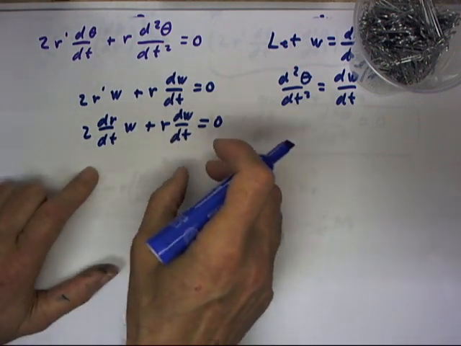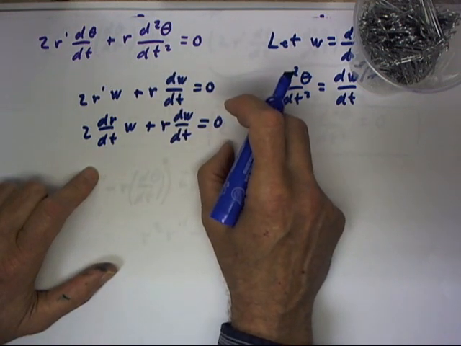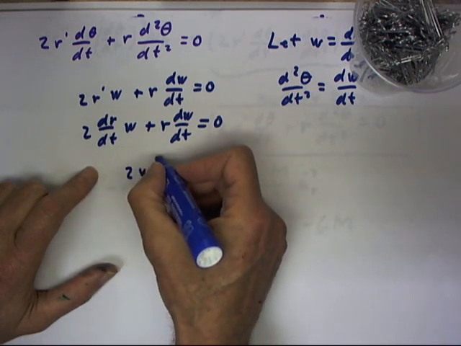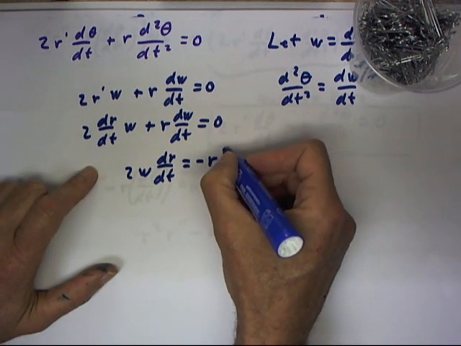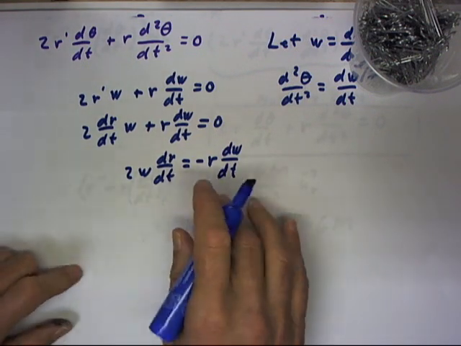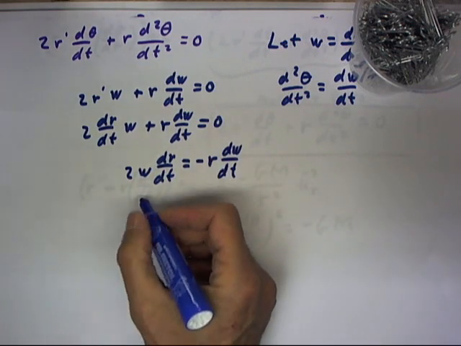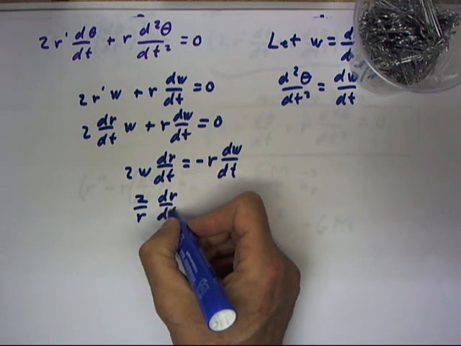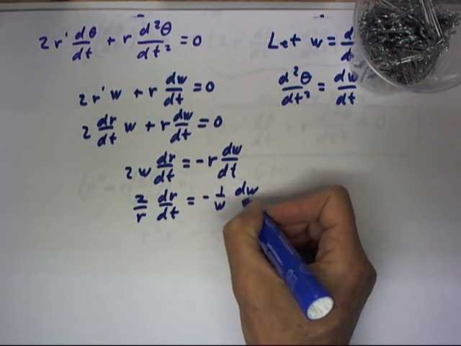We can rewrite this. Let's just take our dw dt term and subtract it from both sides, so it'll be on this side, and leave our dr dt term on this side. We get 2w dr dt equals negative r dw dt. And then let's simply divide both sides by w and by r, and we get 2 over r times dr dt equals negative 1 over w times dw dt.